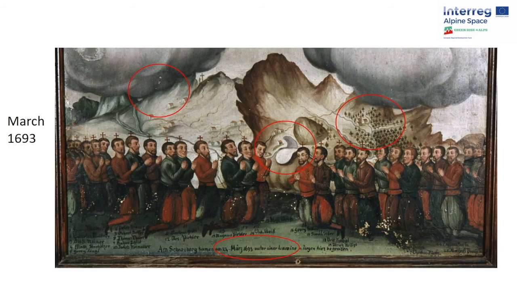Another example, this is in a church, an ex voto from the end of the 17th century. What is nice is that this ex voto deals with snow avalanches, but on the painting you can see that forest is represented. So it means that the effect of the forest in terms of protection is taken into account in this document.